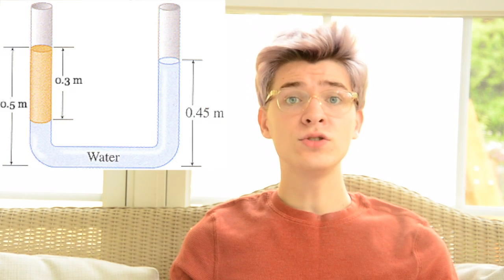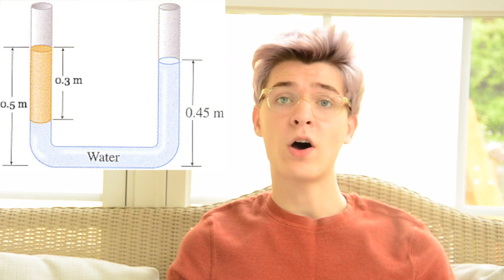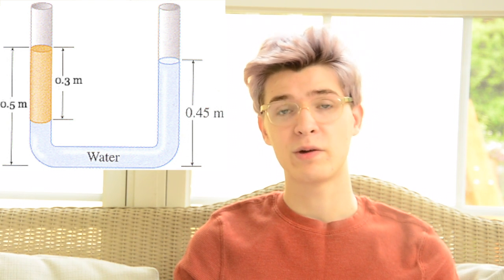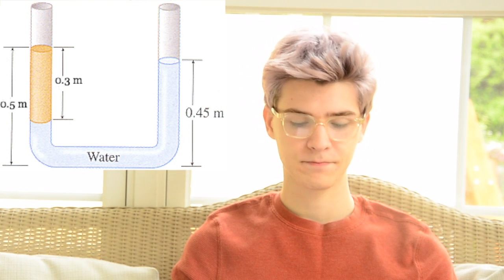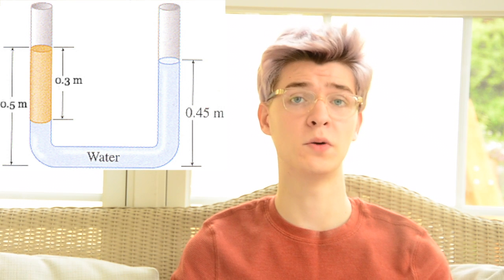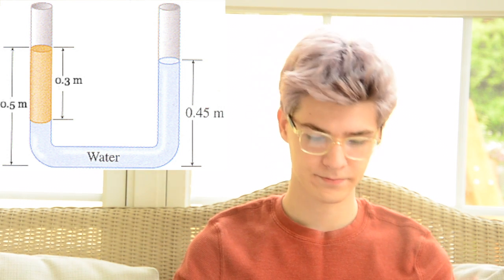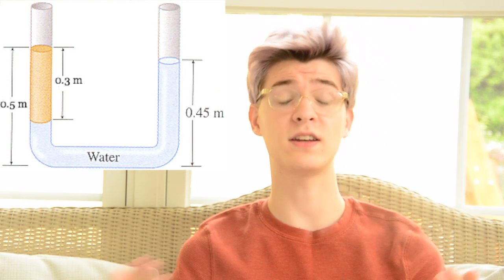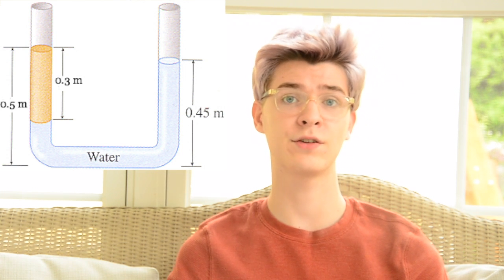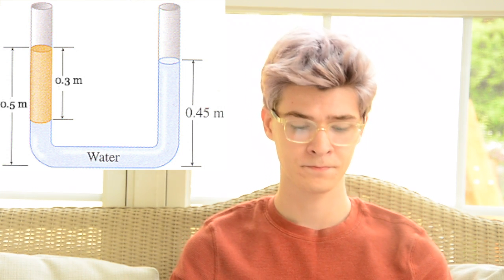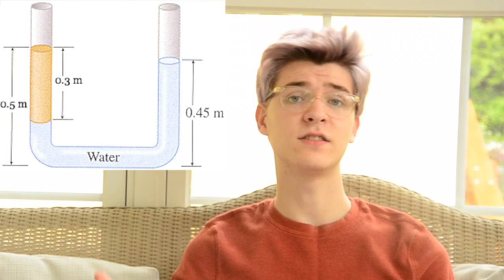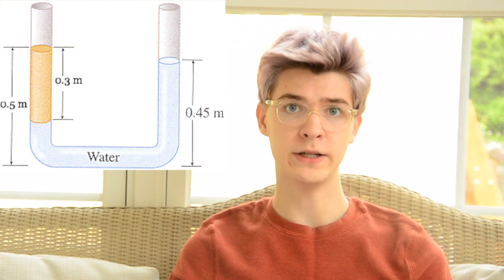Let's take this problem for example. A U-shaped tube is partly filled with water and partly filled with another liquid with an unknown density. Both sides of the tube are open to the atmosphere. And it's important to note that the density of water is 1,000 kilograms per meter cubed. Let's say the problem is asking us to find the density of the unknown fluid.